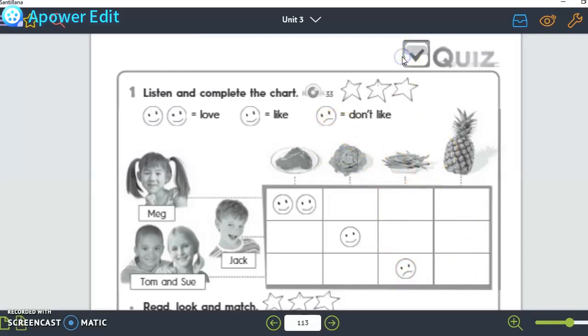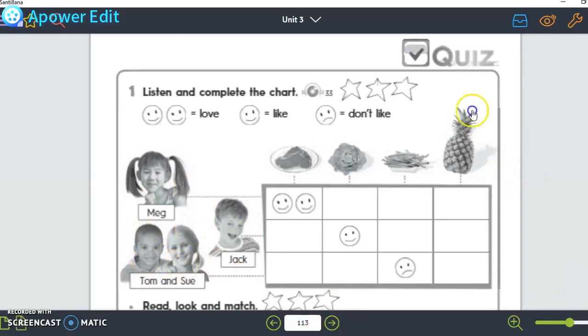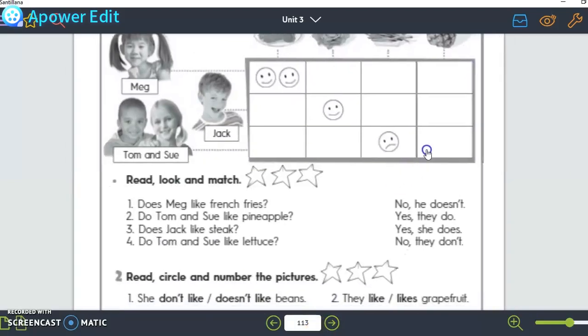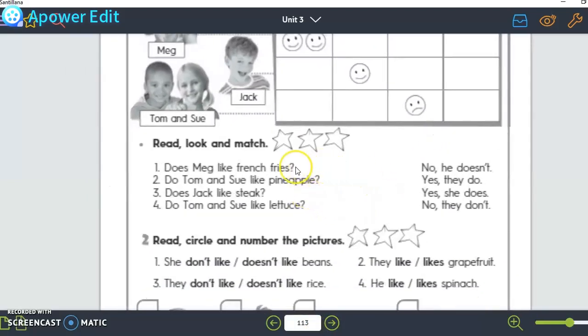As you can see before, they say, yes, I do, when it's only one. And yes or no, we don't, because they are two. Well, this is the listening part. What are you going to do here? You will complete this look and match.